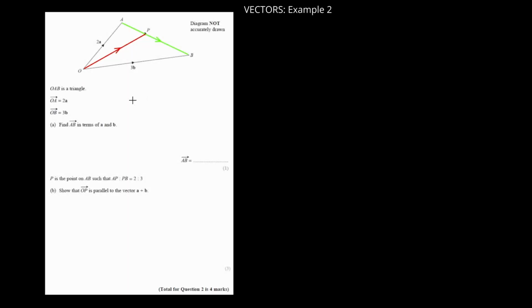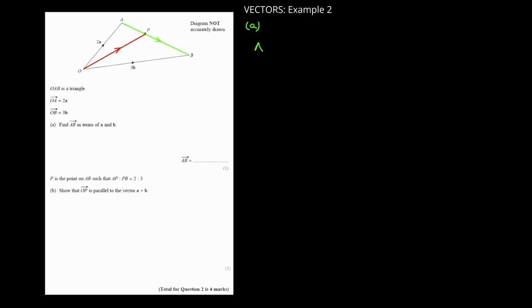Right, here's another example. A triangle again. We're told that this side here, OA, is 2a, and OB, this side down here, is 3b. And they want us to take the journey from A to B. Well, the journey from A to B can be done along lines we know by going the wrong way along OA, so it's AO, so that'll be negative 2a, and the right way along OB, which is vector 3b.